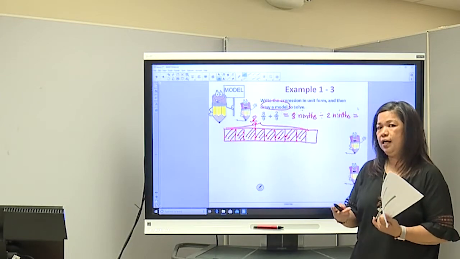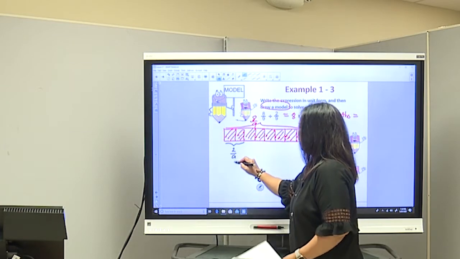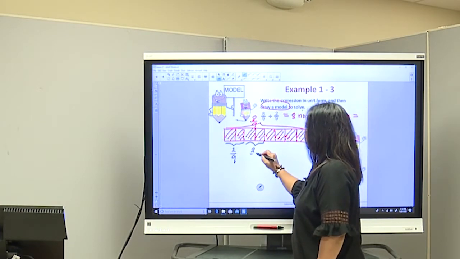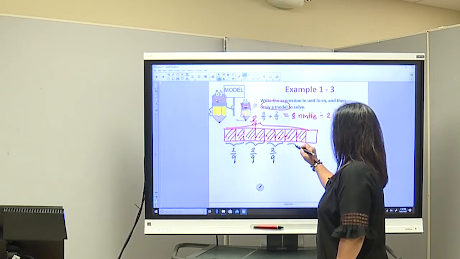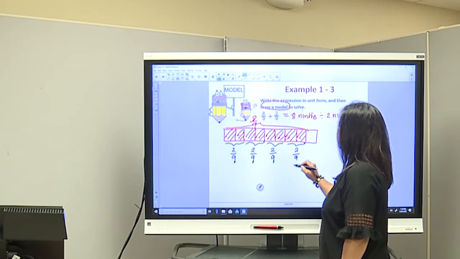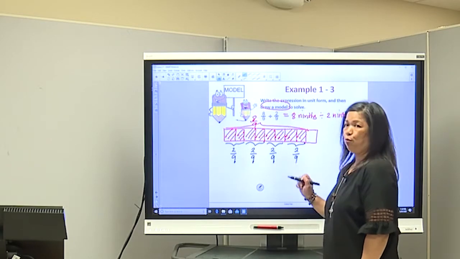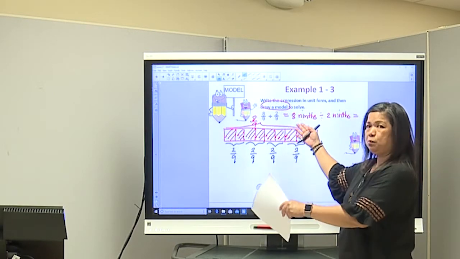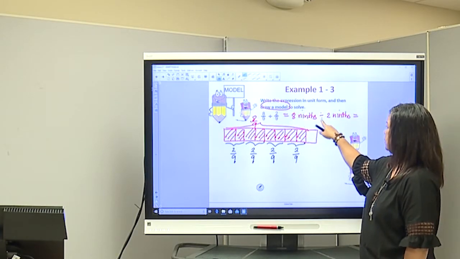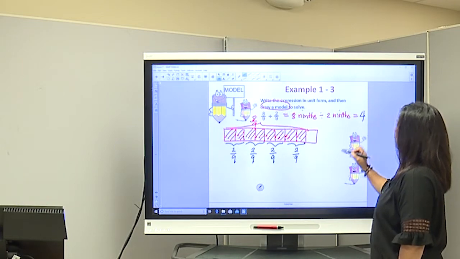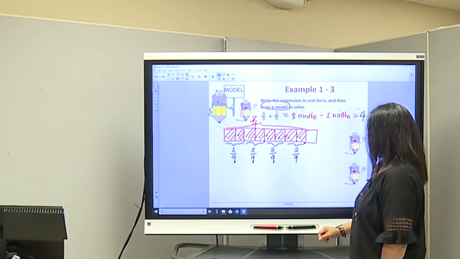So I'm going to take 2 ninths at a time. So this is 2 out of 9. This is also 2 out of 9. So just get 2 each time. All right. So how many groups of 2 ninths did we get? 1, 2, 3, 4. So going back to the expression, 8 ninths divided by 2 ninths, in unit form, is 4. All right? So that has been proven by a model.